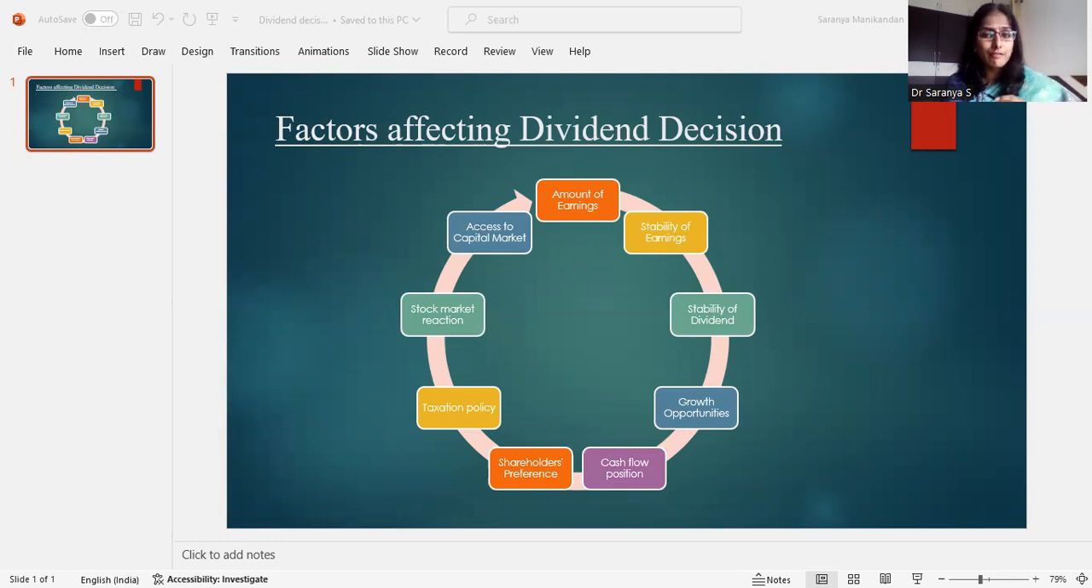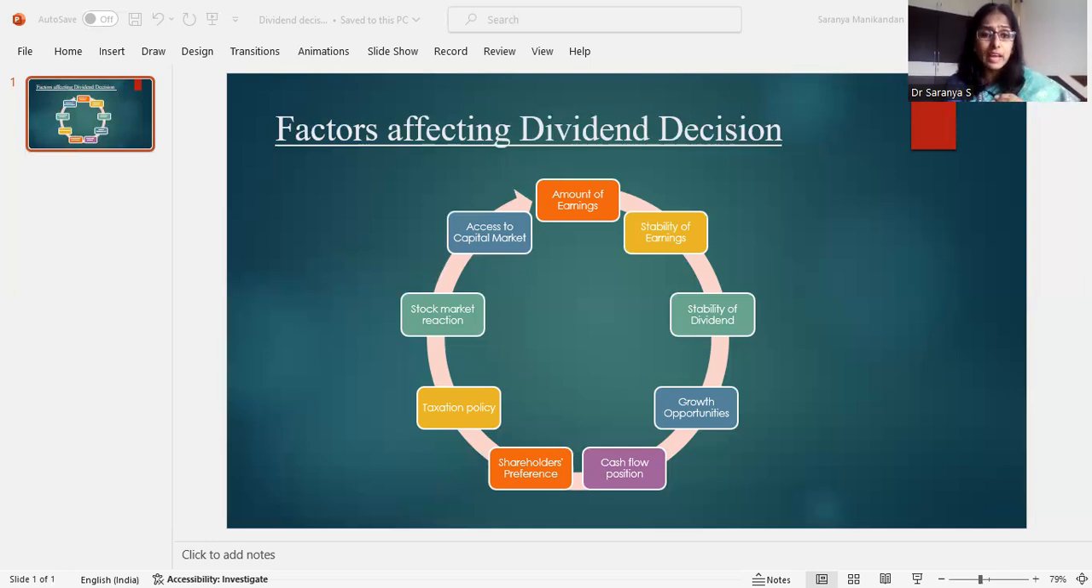Next one, we have growth opportunities. The company which has more growth opportunities prefers to have cash with them. They prefer to retain the money out of their earnings because they have to finance their new projects. So companies which have growth prospects in the near future will declare a low rate of dividends as compared to the companies that do not have any growth plan.